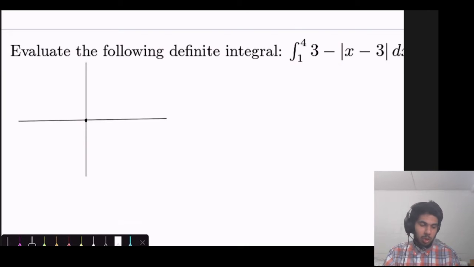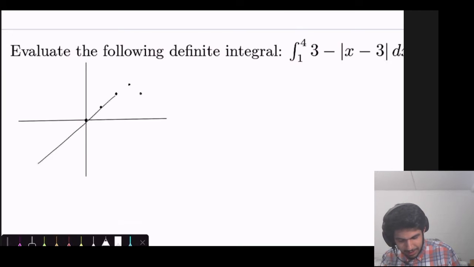What about x equals 1? Well, there, this evaluates to negative 2. The absolute value is 2. 3 minus 2 is 1. So we're somewhere here. When x equals 2, this evaluates to negative 1. 3 minus 1 is 2. So at 2, we're at 2. At x equals 3, this goes to 0. 3 minus 0 is 3, so we're somewhere up here. x equals 4, this goes to 1. 3 minus 1 is 2. So we come back down here, and you can continue doing this, and you'll see that the graph looks something along the lines of this.